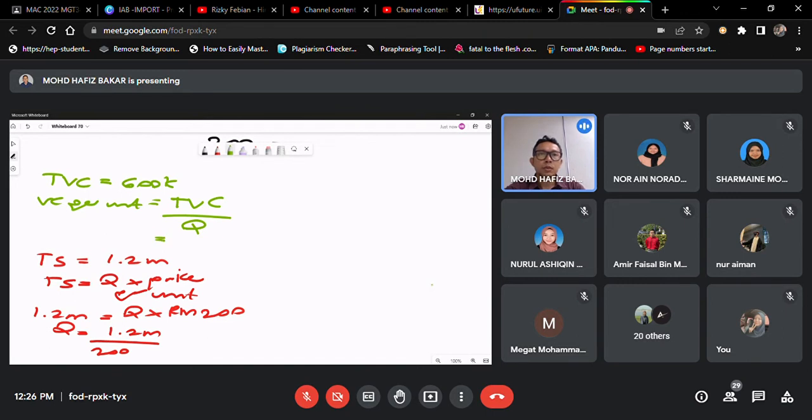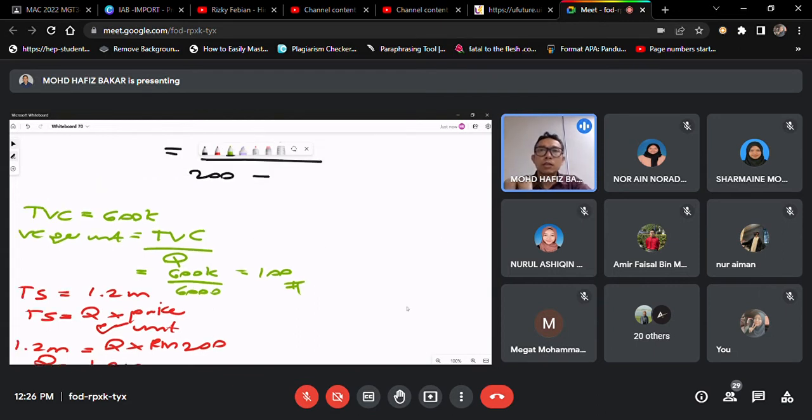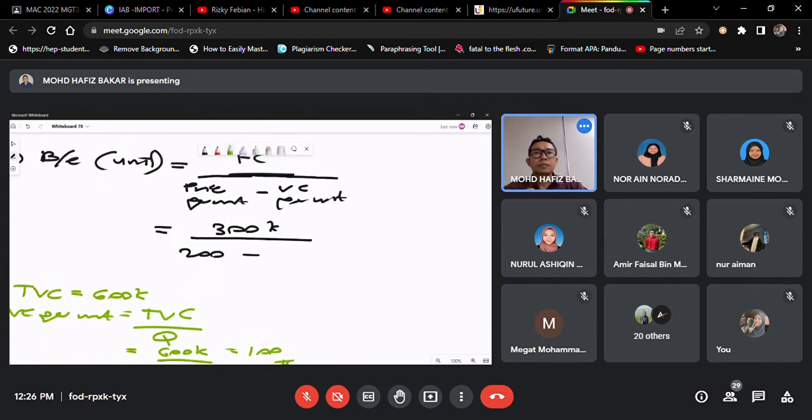Okay, so variable cost per unit is 600k divided by quantity, which is 6,000, equivalent to 100. Okay, dan kita boleh masukkan dalam formula this one. Kalau you pakai total variable cost kat sini, jawapan dia salah lah. Jawapan dia is the wrong answer. It's not accurate.